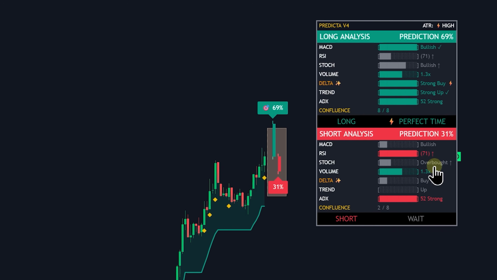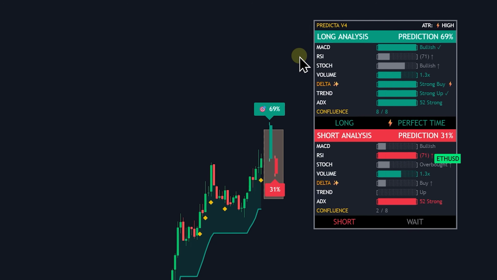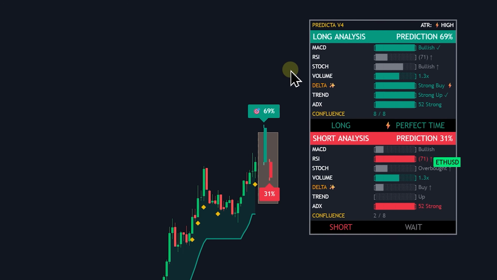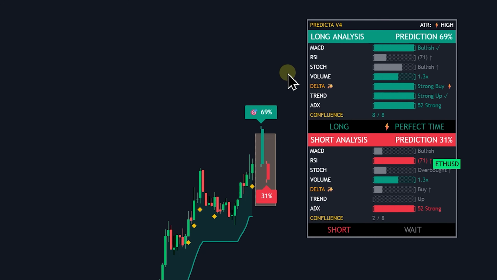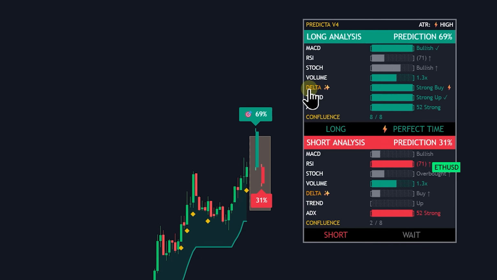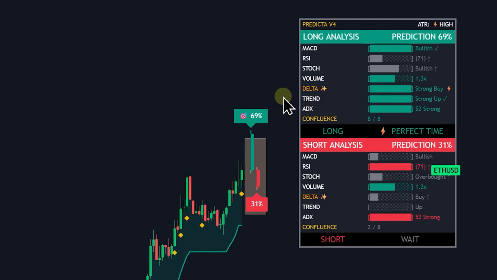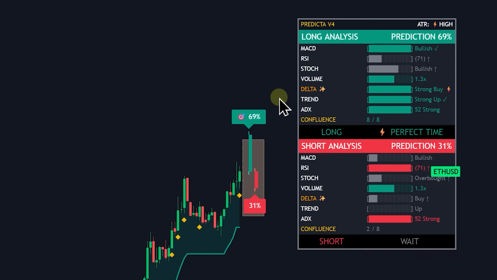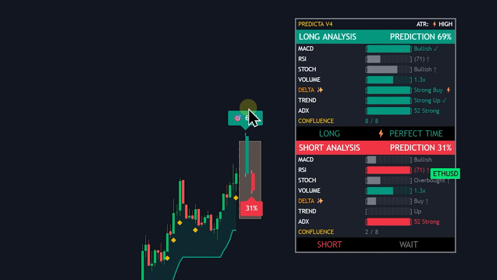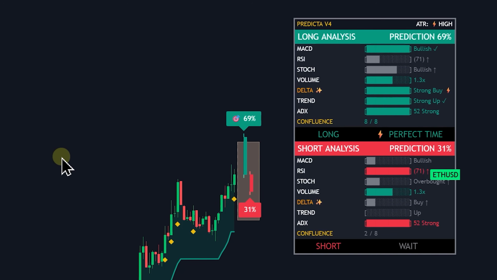The table also breaks down the individual conditions. The MACD tells us the momentum direction. RSI tells us whether price is above or below the 50 level. Stochastic helps confirm short-term market momentum. Volume checks whether volume is strong enough compared to the average. And then delta tells us whether buying or selling pressure is leading. The trend tells us whether the SuperTrend style direction is up or down. And then the ADX tells us whether the market has strong enough trend strength for us to take long or short positions. Now, let's talk about how we can trade with this indicator.